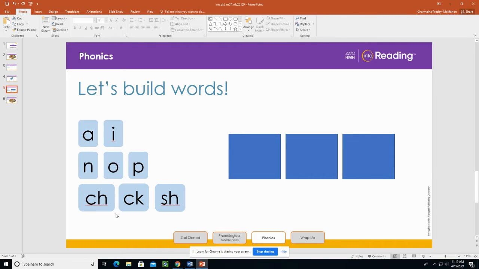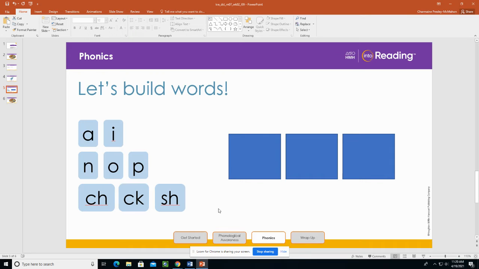What letters do we have here? C, H. And what sounds do they make together? Ch. What letters? C, K. And what sound do they make? K. What letters? S, H. And what sound do they make? Shh. Awesome job.